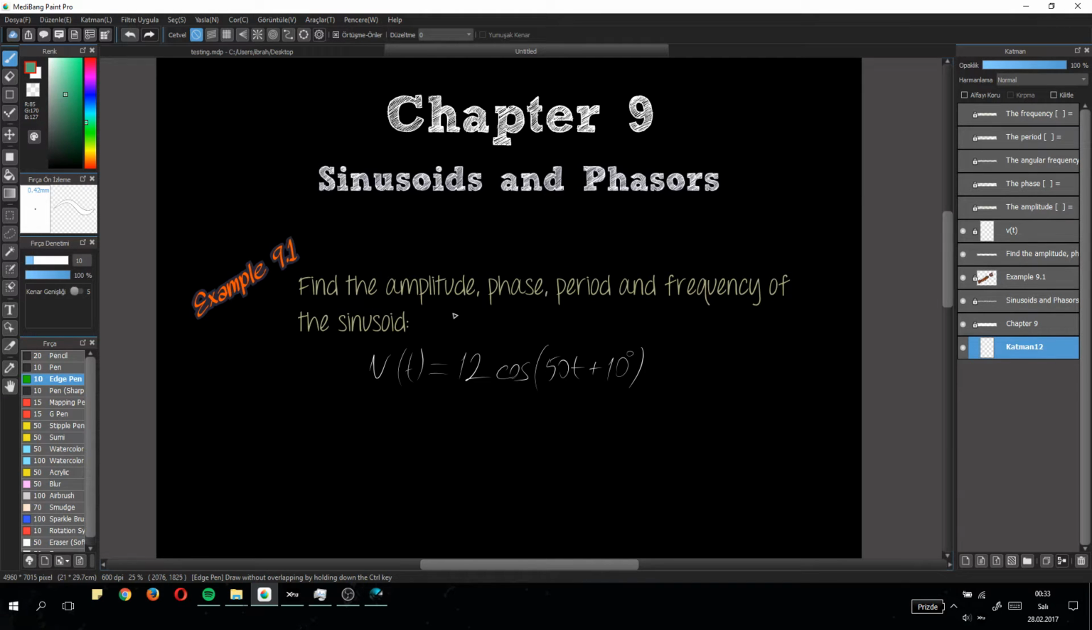Find the amplitude, phase, period and the frequency of the sinusoid. In order to find the amplitude, we have to look at the coefficients of the cosine or the sine function. In our case, we have cosine, and the coefficient of the cosine function is 12. So the amplitude is going to be the absolute value of 12, and the notation for amplitude is Vm. And this is in terms of volts.